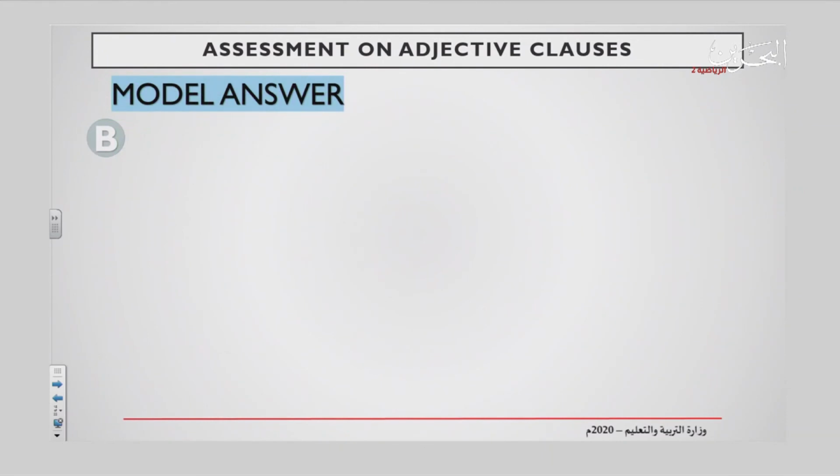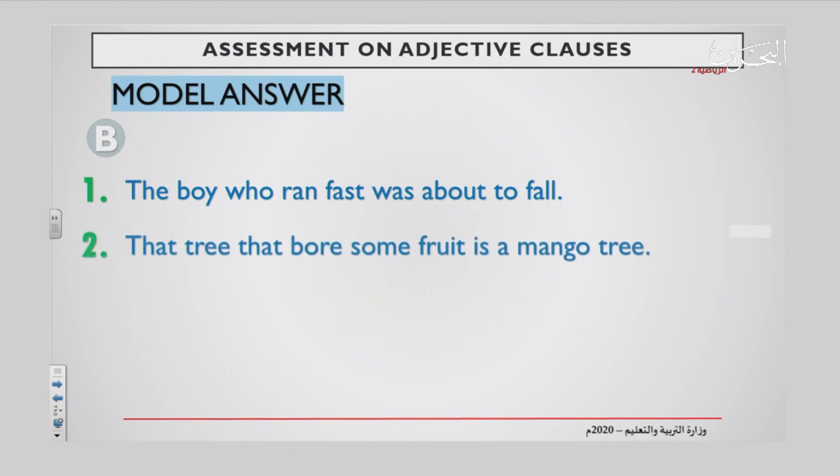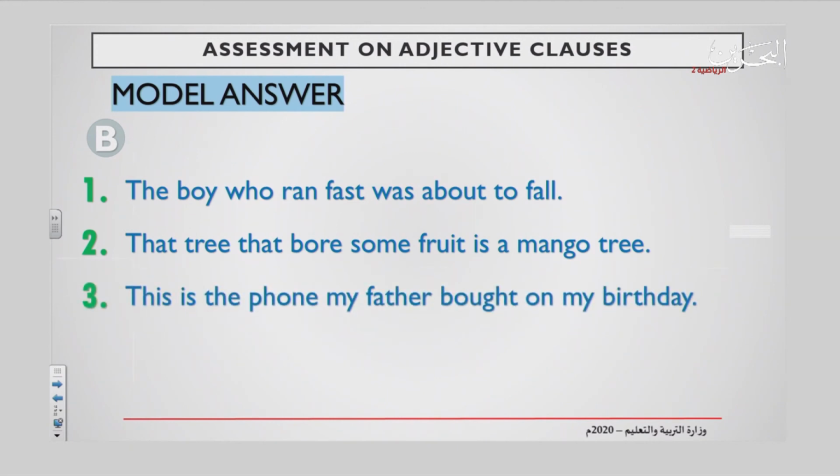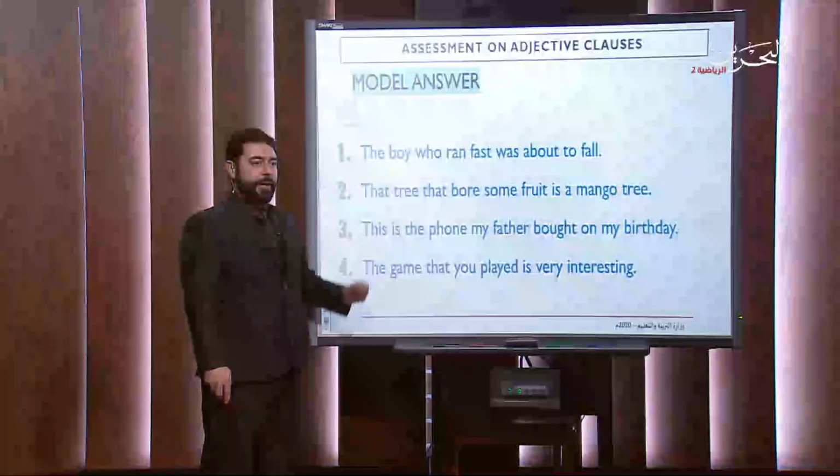Let's check the model answer. Number 1, the boy who ran fast was about to fall. This sentence should be different to yours, but you should check this sentence and compare it to yours. Number 2, that tree that bore some fruit is a mango tree. This is the phone my father bought on my birthday. The game that you played is very interesting. Compare the set of answers to your answers.